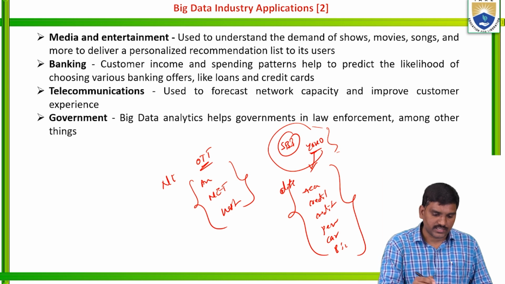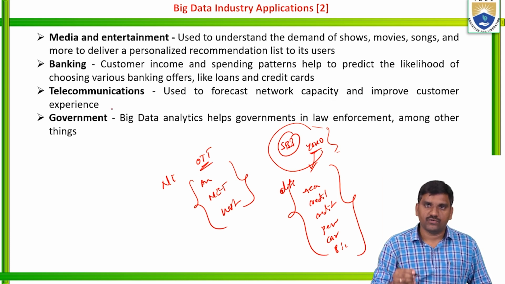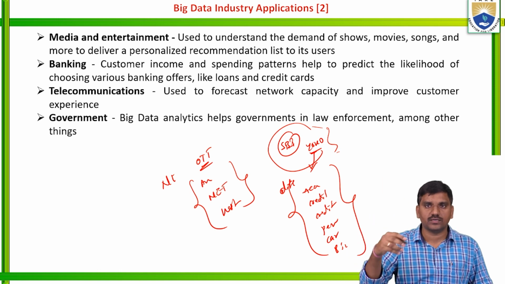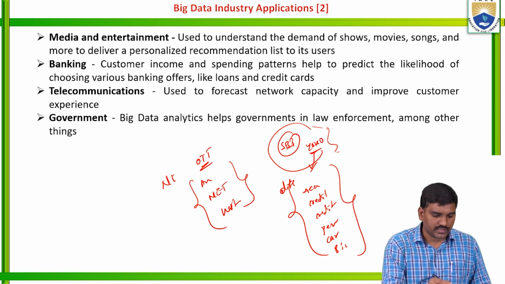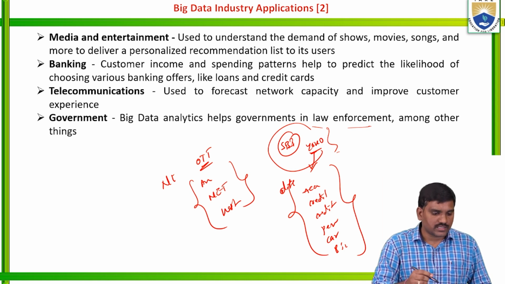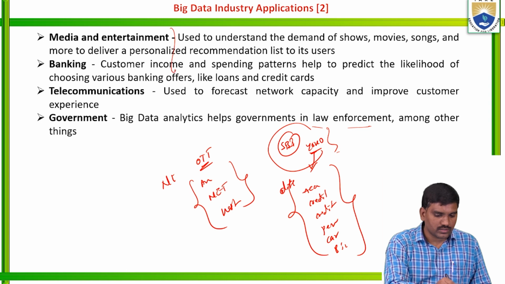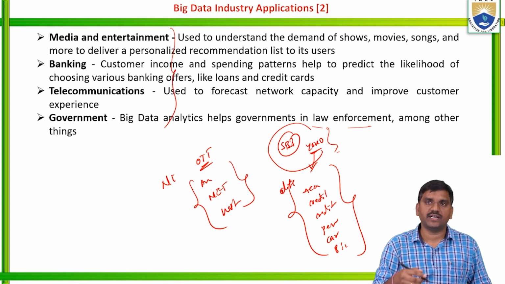Next, telecommunication. It is used to forecast network capacity and improve customer experience. Forecast the bandwidth value or capacity value of the networks. Next, government. Big data analytics helps governments in law enforcement among other things. So these are the remaining four applications of big data: media and entertainment, banking, telecommunications, and government.